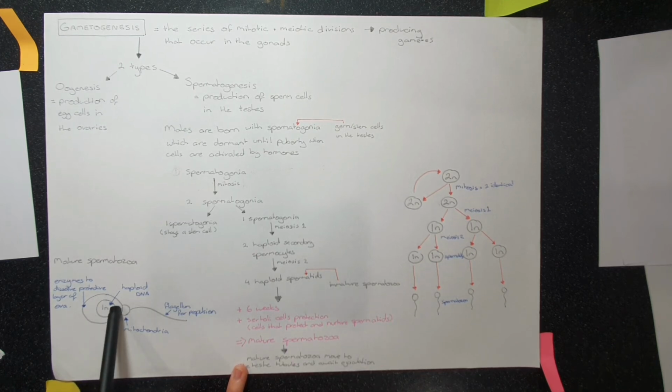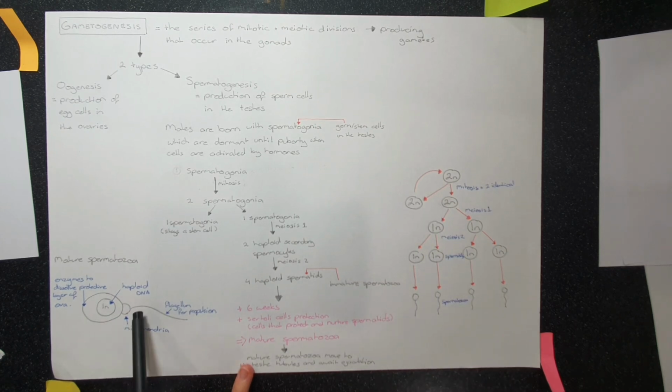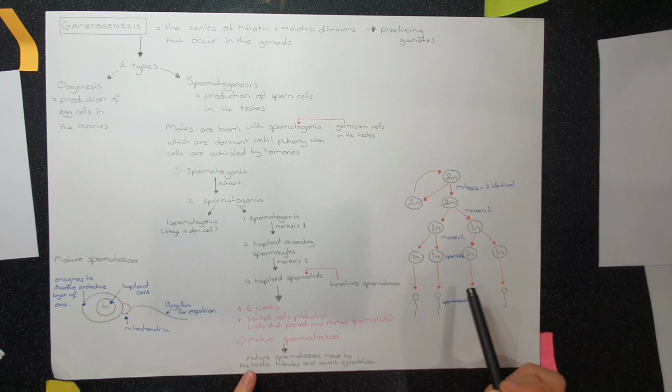The haploid DNA is already there from the beginning, so that's nothing that needs to be developed. And the flagellum for propulsion. Without the flagellum, this cell cannot get to the egg. So that's what 6 weeks of development goes into in order for these spermatids to become 4 sperm cells. After they've become sperm cells, they are then moved into the testes tubules or the epididymis, where they await ejaculation.